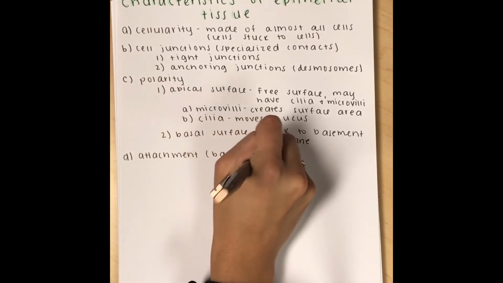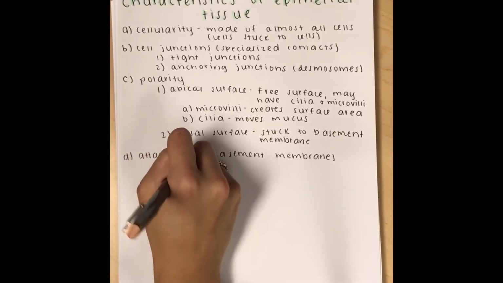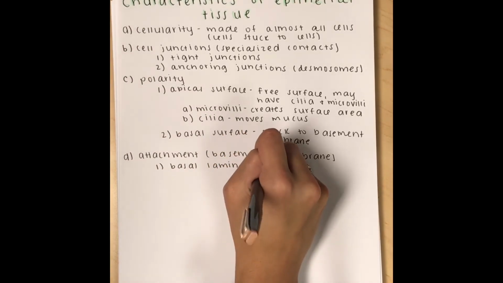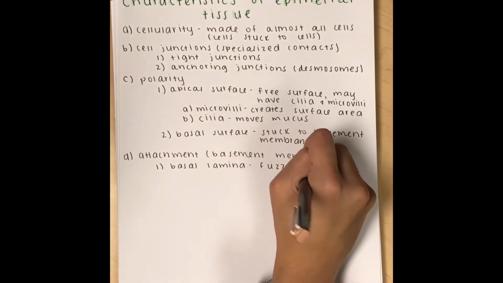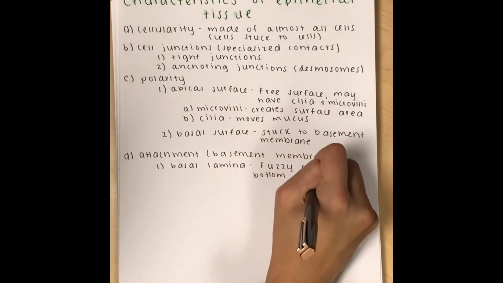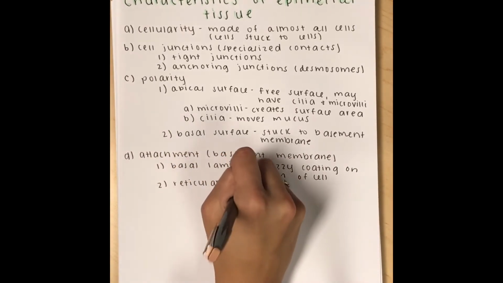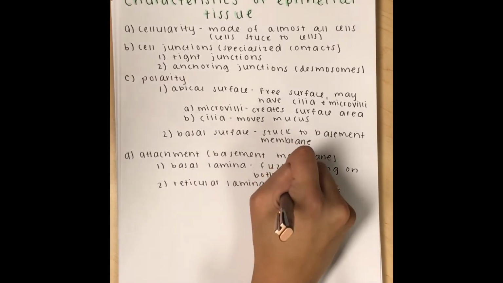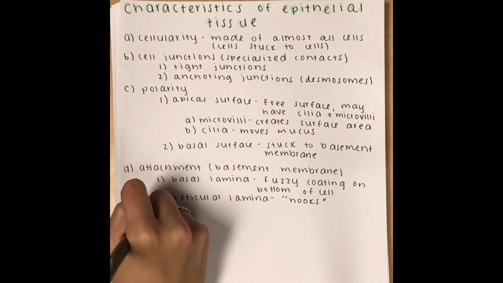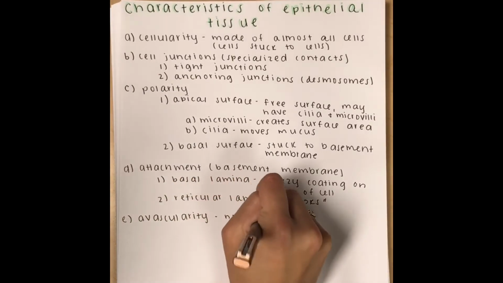Next, we're going to go over the attachments of the basement membrane. First is the basal lamina. It has a fuzzy coating on the bottom of the cell and consists largely of glycoproteins secreted by epithelial cells plus some collagen fibers. And number 2 is reticular lamina. It has hook-like extensions and consists of collagen fibers coming up from connective tissue underneath.